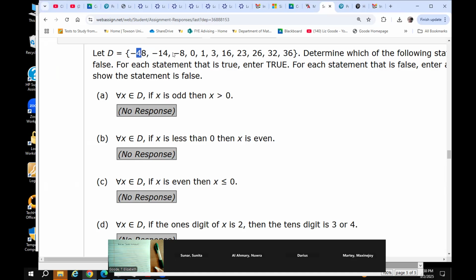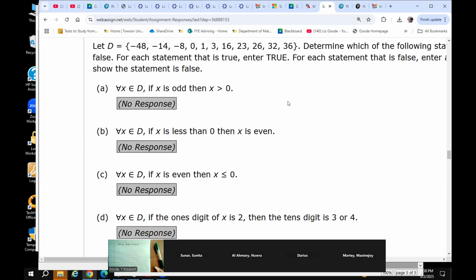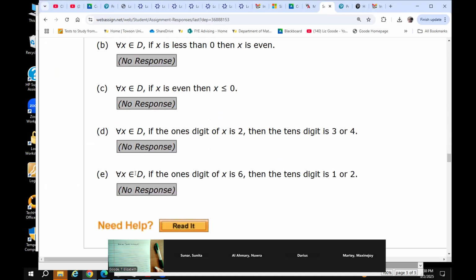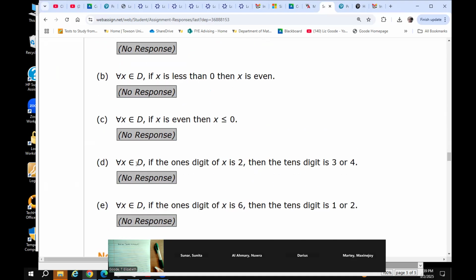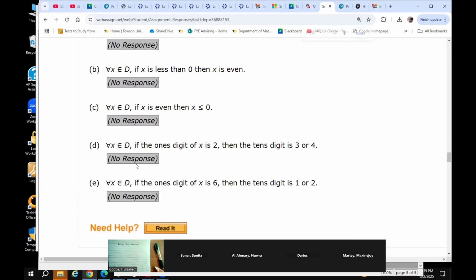So I put the answer 32 and then the tens digit. Well, if the ones digit is 2, then the tens digit is 3 or 4. Well, let's just see. Yeah, 32 is the only number where the ones digit is 2 and the tens digit is 3 or 4. So that's a true statement. What about that last statement? When I put 32, it's incorrect.